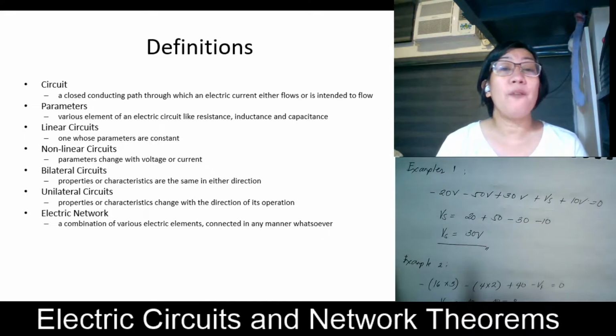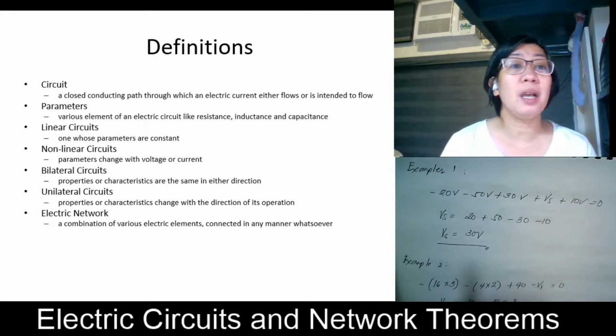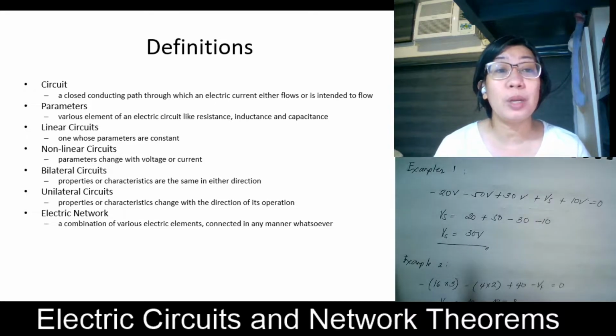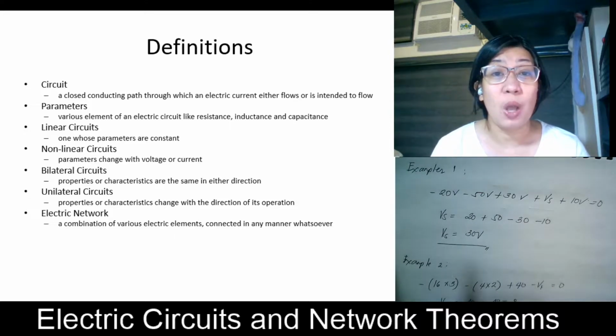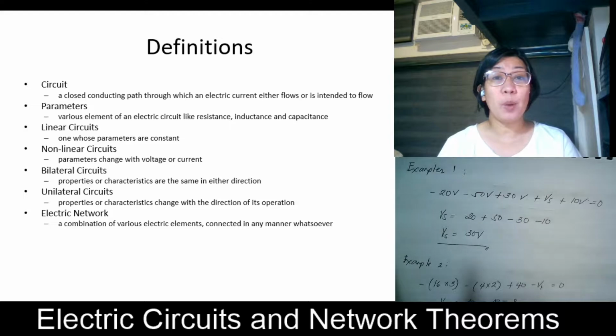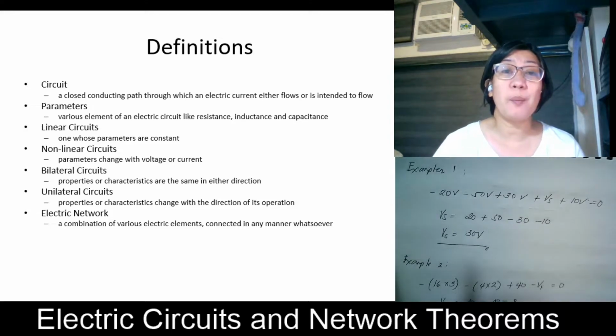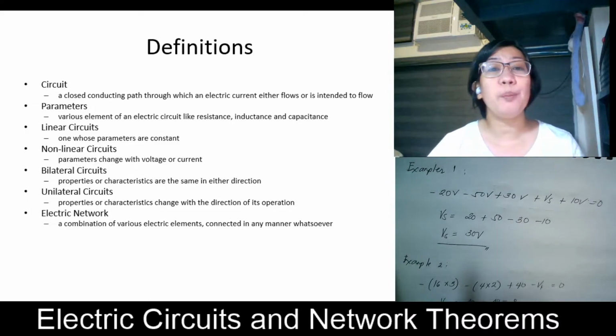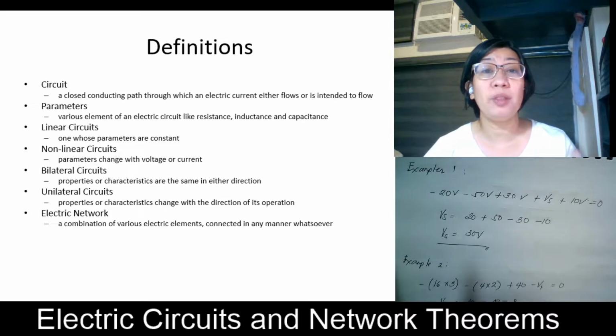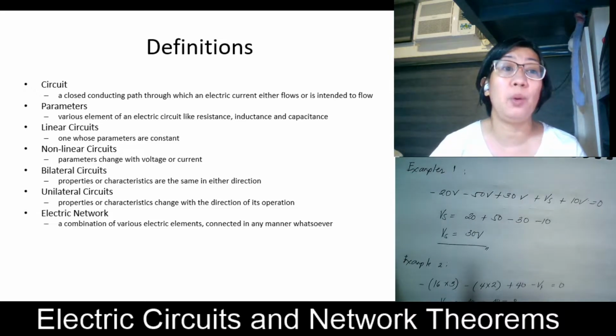Or we have unilateral circuits. These have properties or characteristics which change with the direction of operation. Some examples of unilateral are diodes. A diode rectifier, for example, cannot perform rectification in both directions. So it's either in a forward mode or in a reverse mode only.